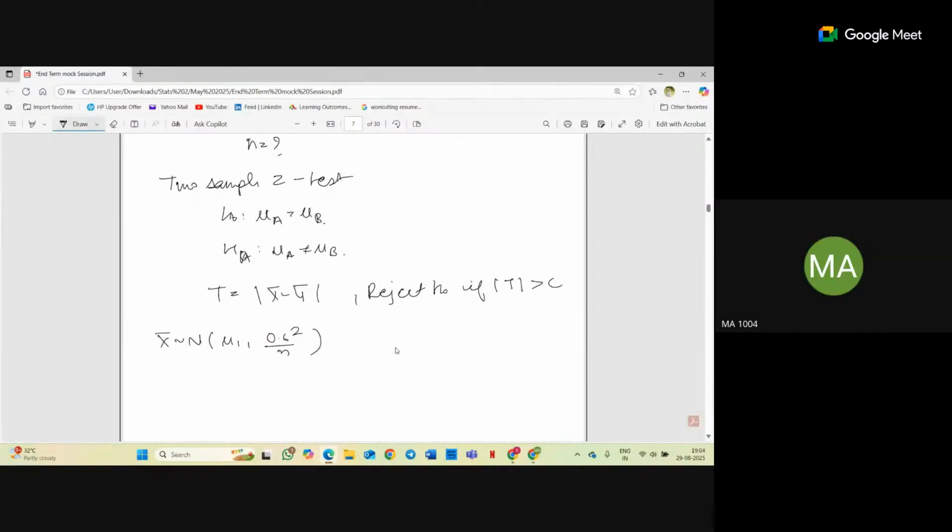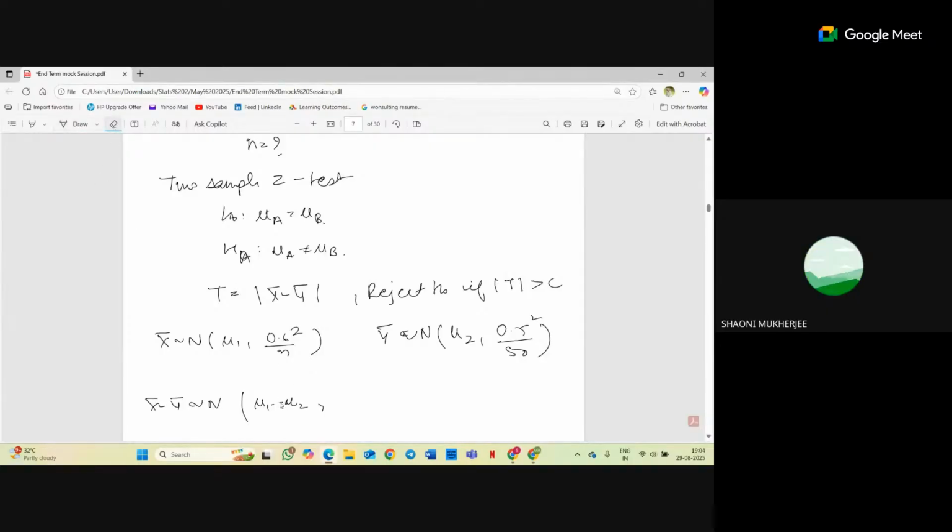And y bar would be following a normal distribution with mu2 comma 0.5 square by 50. So x bar minus y bar would be following a normal distribution with mu1 minus mu2 comma root of 0.6 square by n plus 0.5 square by 50.